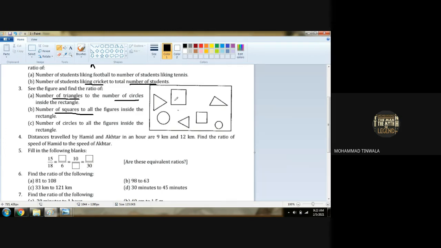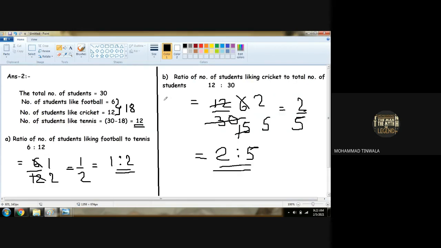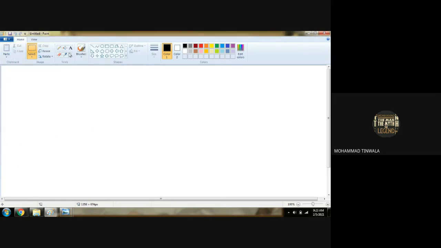Number of squares to all the figures inside this rectangle. Number of squares are how many? 2. And to all the figures inside the rectangle, the total number of figures is 7. That's it. So we required the content. Answer number 3. Chalo, I'll do it for you.